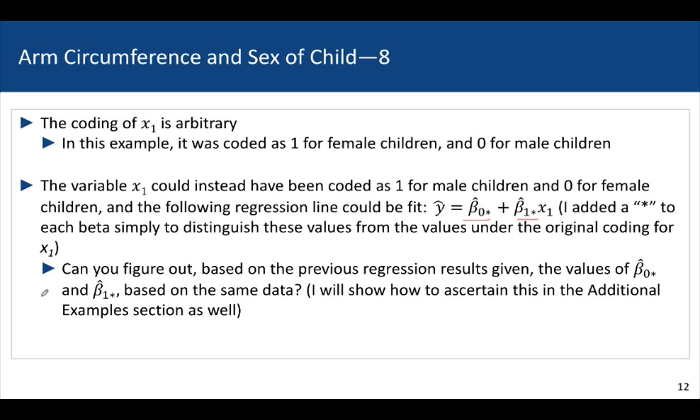So let me ask you this. Can you figure out, based on the previous regression results given and the information we have, what the values of the slope would be if we had reversed the coding and made 1 males and 0 females based on the same data? See if you can figure this out. I will show how to do this in the additional examples section as well in detail.